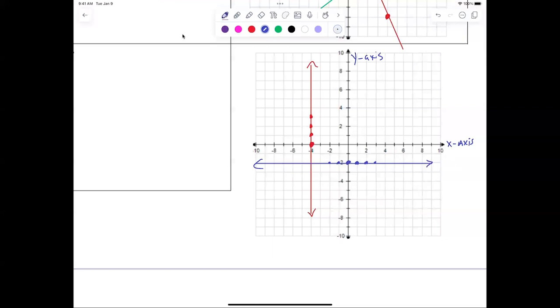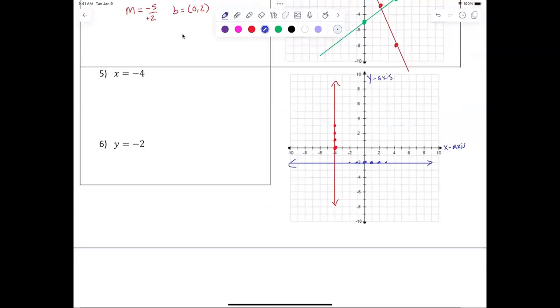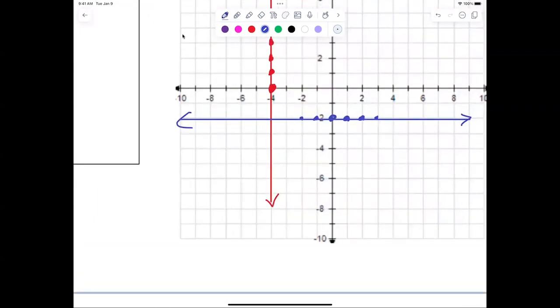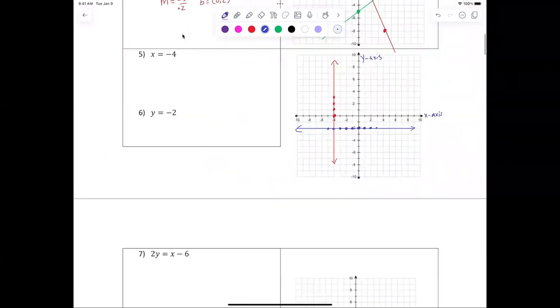Did that help? I went to y equals -2 and put a dot. Go to y equals -2 and put a dot. And then each one of these points that's on that line has a y value that's -2. All right, good job. Here we go.